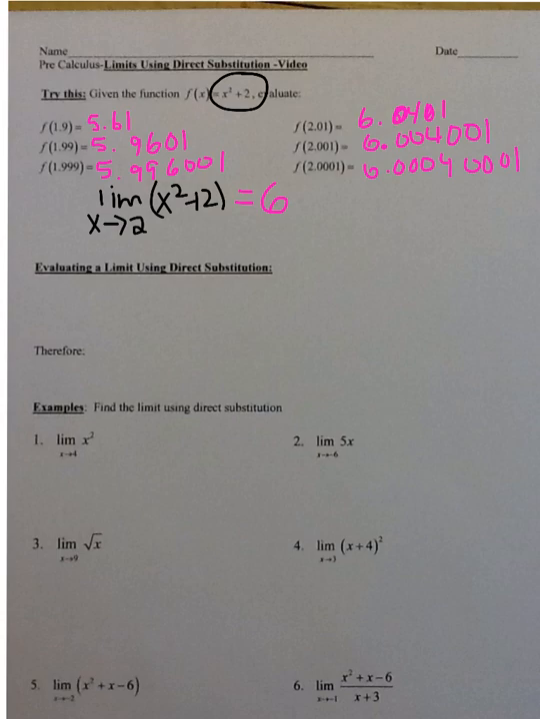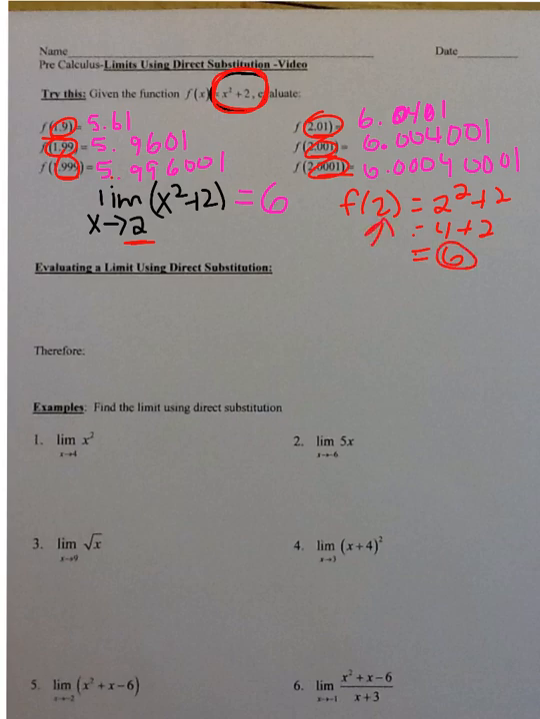So if I want to figure out a limit using my function, using the equation, does it mean that I have to do all these different values? If it's approaching 2, I'm going to get 6. If it's approaching 2 on the right, I'm going to get 6. What if I just plug in 2 as my x value? If I do f of 2, do I get 6? I get 2 squared plus 2, so that's 4 plus 2, which is 6. So if x is approaching 2, I get 6 as my y value. So that is called direct substitution.